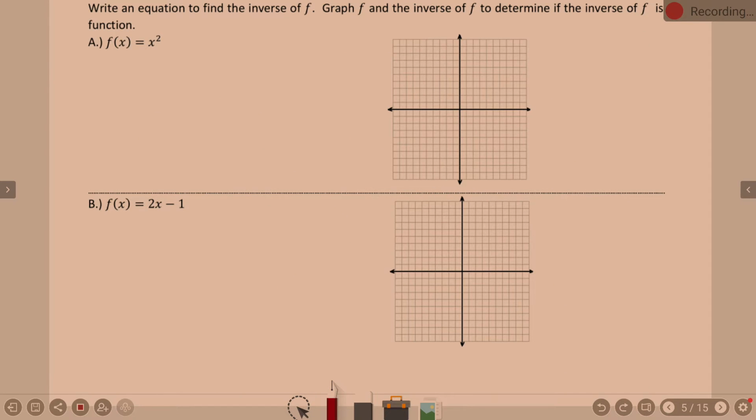Down below, we're given an equation, a function. Write an equation to find the inverse of f. Then we're going to look at graphing f and the inverse of f, and we're also going to talk about whether the inverse is a function. Okay? Now, our original function is f of x equals x squared.